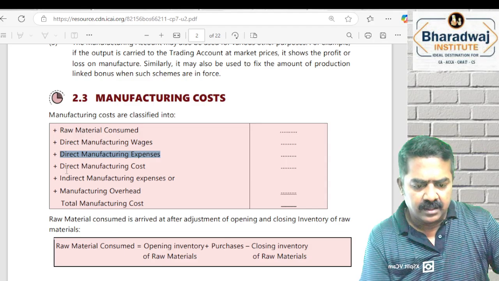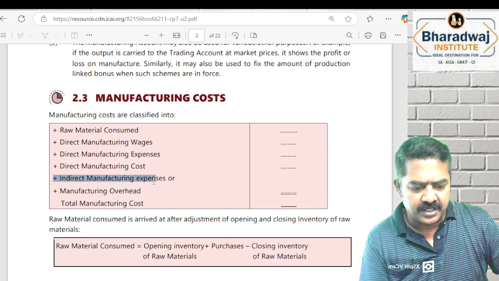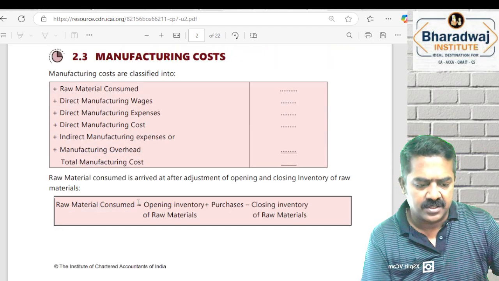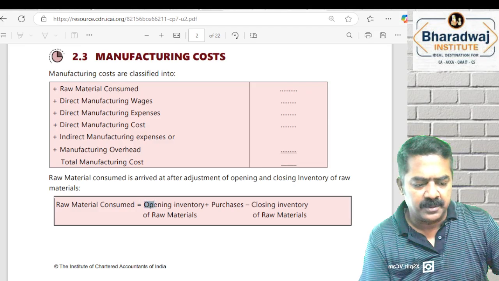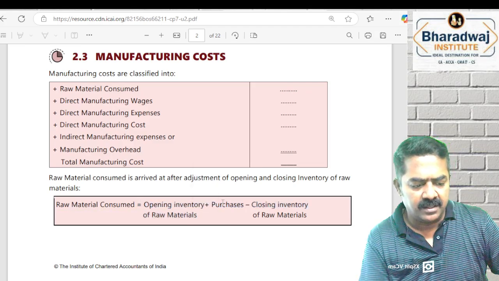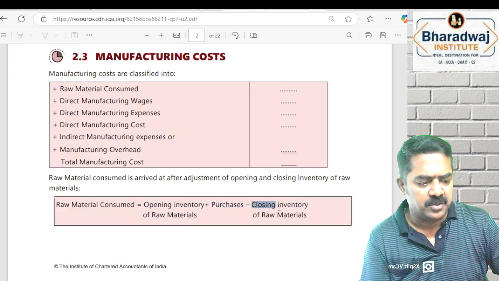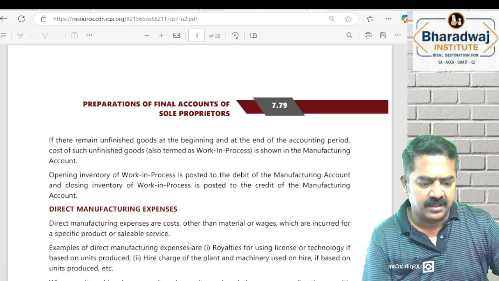Then indirect manufacturing expenses or manufacturing overheads will give us total manufacturing cost. How to find out raw material consumed? Opening stock of raw material plus purchase of raw material minus closing stock of raw materials.